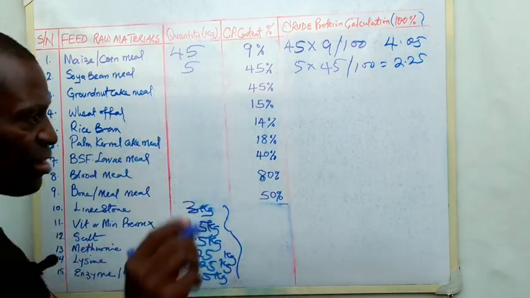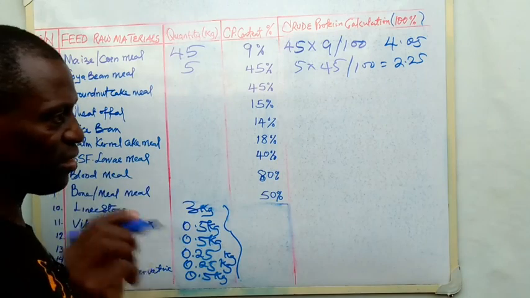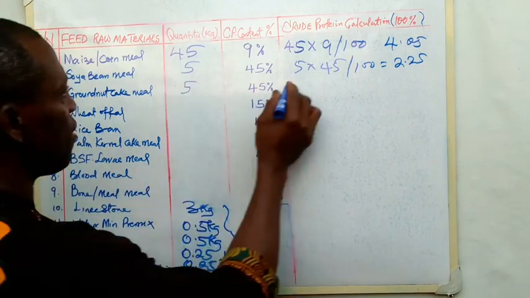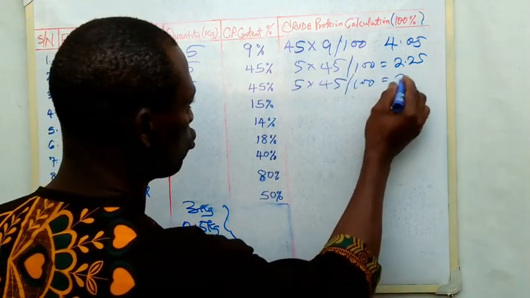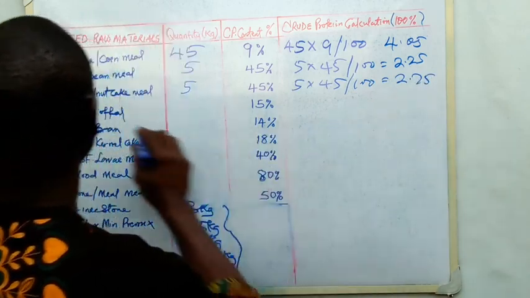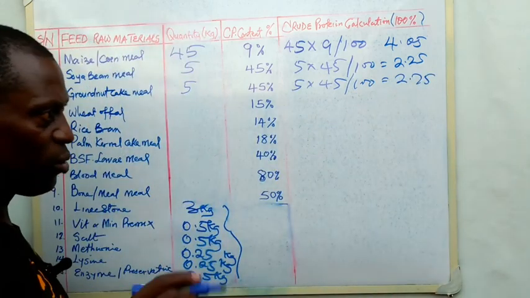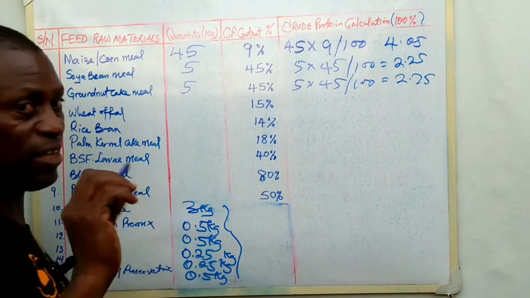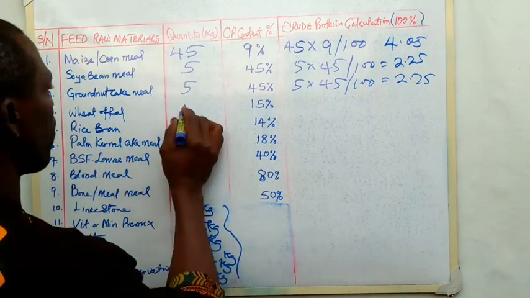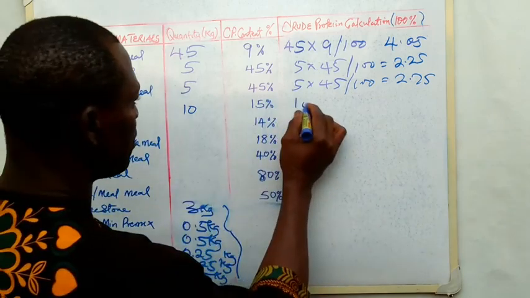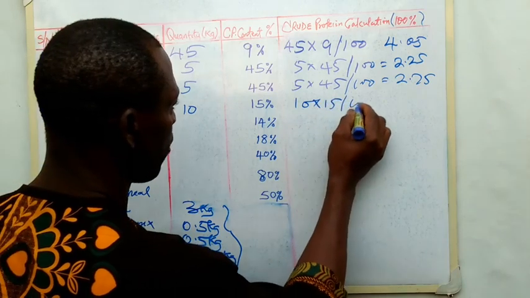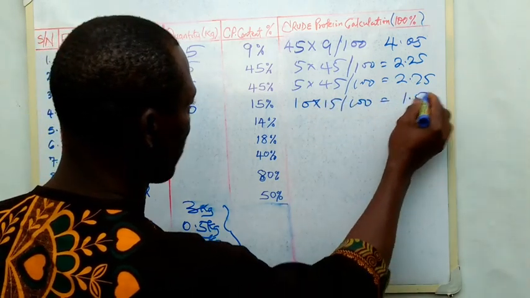The next one is GNC, groundnut cake, we're using 5%. 5 times 45 divided by 100, 2.25. Next one is wheat offal. You can see we're using almost the same ingredients, but different figures. Wheat offal, we are using 10 kg here. 10 kg times 15 divided by 100 to give us 1.5.